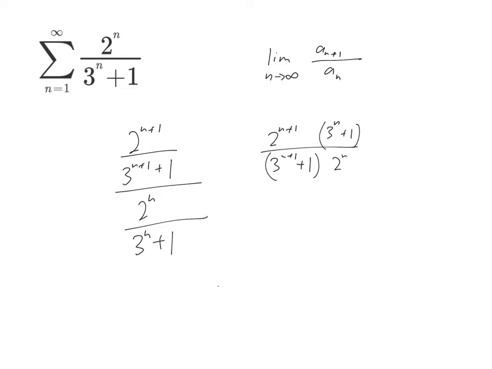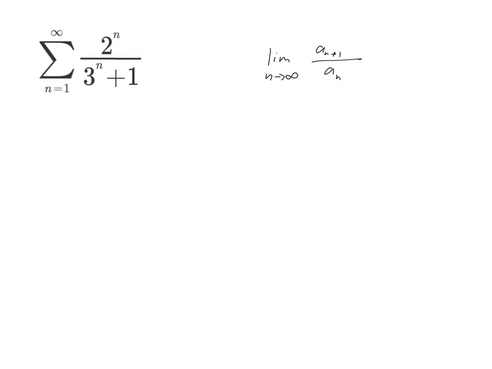Now this right here will never reduce with anything down here, which means we start getting stuff that we have no clue what's going on. So we find out that the ratio test is not going to work at this point. So what I'm going to do is a direct comparison test.